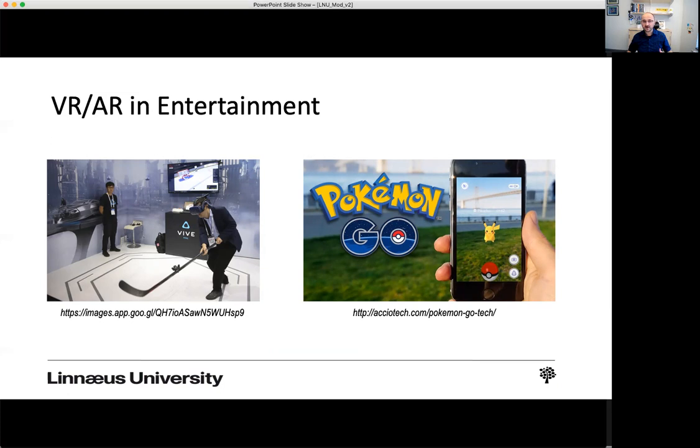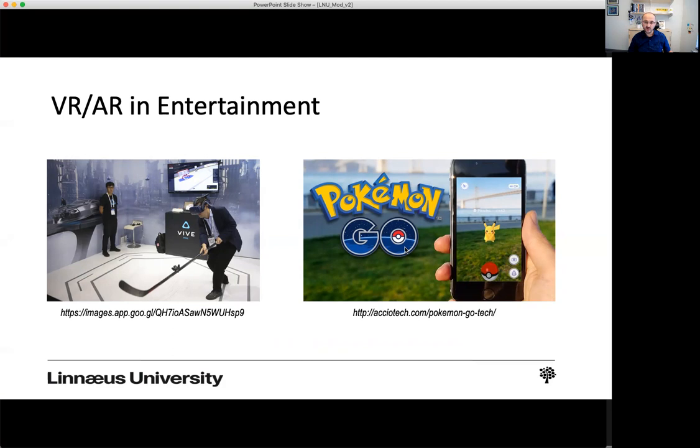VR and AR have been in the entertainment industry for several years now. For example, here on the left, we can see an example of virtual reality where the person has these goggles and is playing hockey. You can see on the screen what the person sees here. But as he uses that kind of paddle, it has an effect on the interaction with the virtual environment.